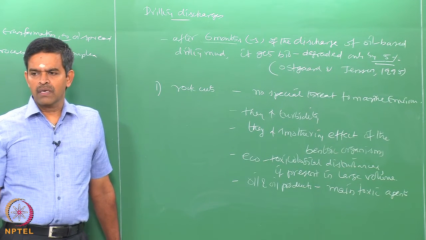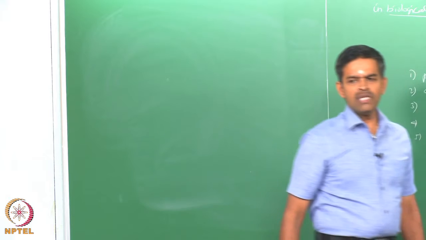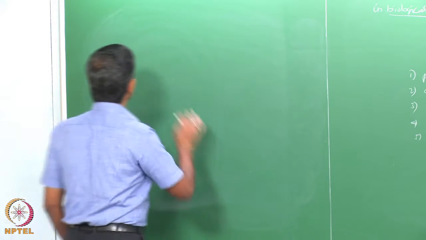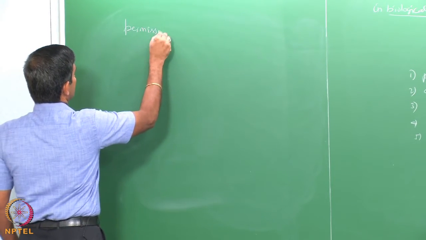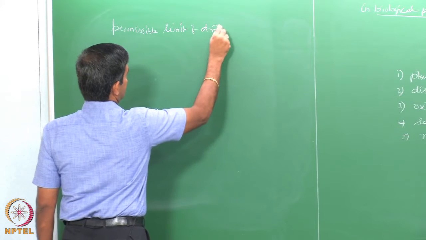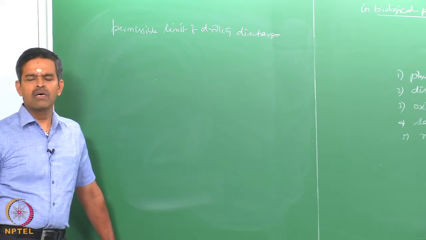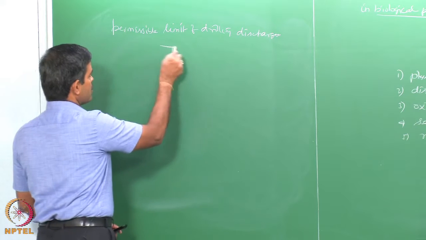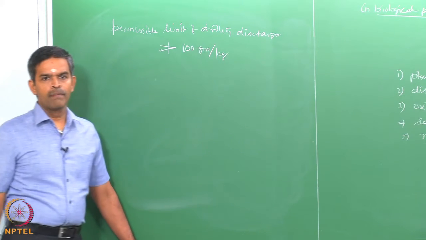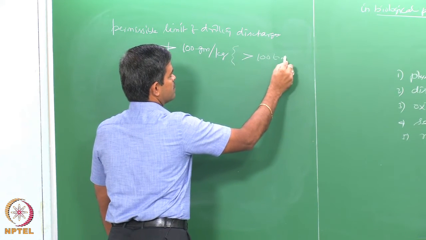Oil based drilling mud contains an array of organic and inorganic traces which are hazardous in nature. If you look at the permissible limit of drilling cuttings discharge as advised by international regulations, the permissible limit of drilling discharges as recommended by international agency cannot exceed 100 grams per kg, but in reality they are exceeded at least by 100 times.